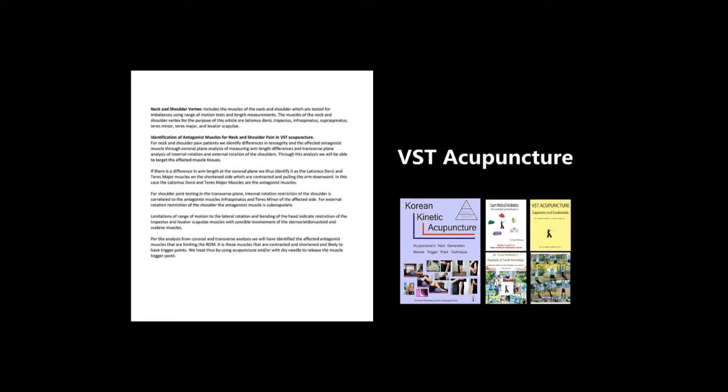Identification of the antagonist muscle for neck and shoulder pain in VST acupuncture. For neck and shoulder pain patients, we identify differences in tensegrity and the affected antagonist muscle through the coronal plane analysis of measuring arm length differences and transverse plane analysis of internal rotation and external rotation of the shoulders. Through this analysis, we will be able to target the affected muscle tissues.